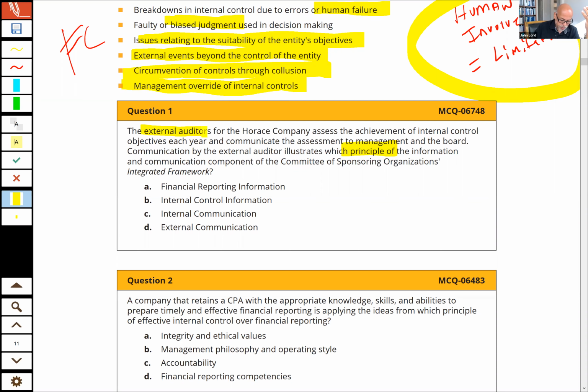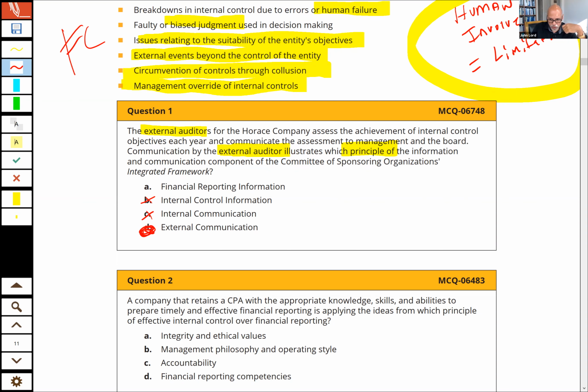Then you start to look at this, and they're talking about the external auditors. So why would you ever think that internal communication about internal control information would be the right answer? They're telling you external. Then you look at financial reporting information, and ask whether that even contemplates a communication aspect. I don't think so. So you get to external communication about the internal control.